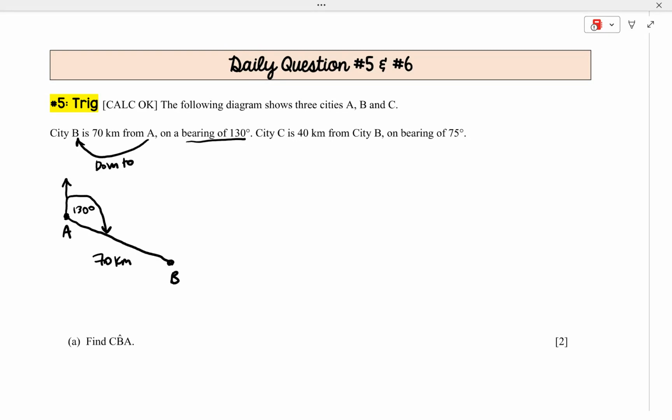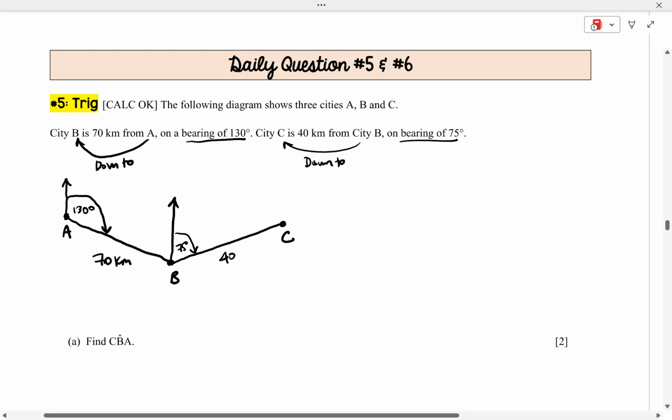What would it look like if the bearing was acute? It would be like going up, right? City C is 40 kilometers from city B, so B down to C on a bearing of 75, okay? That means it's going to come up a little bit from there, right? So it's going to be like this a little bit, yeah? And then it's 40 kilometers. Okay.